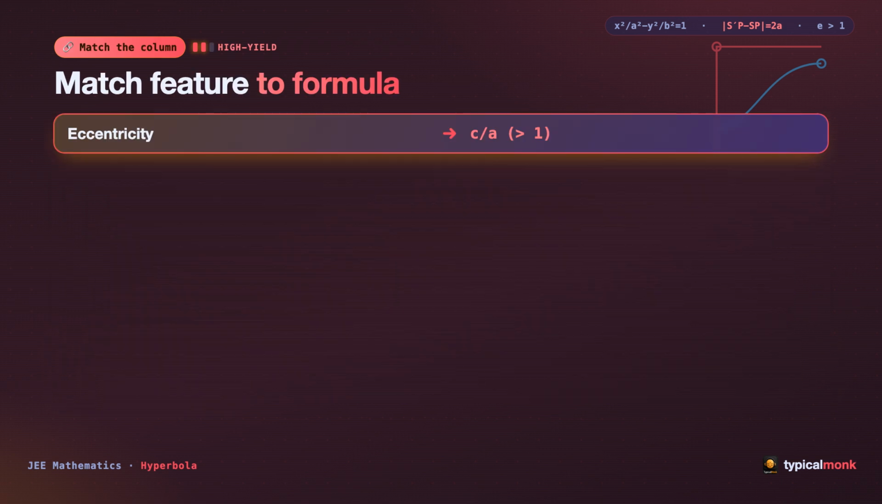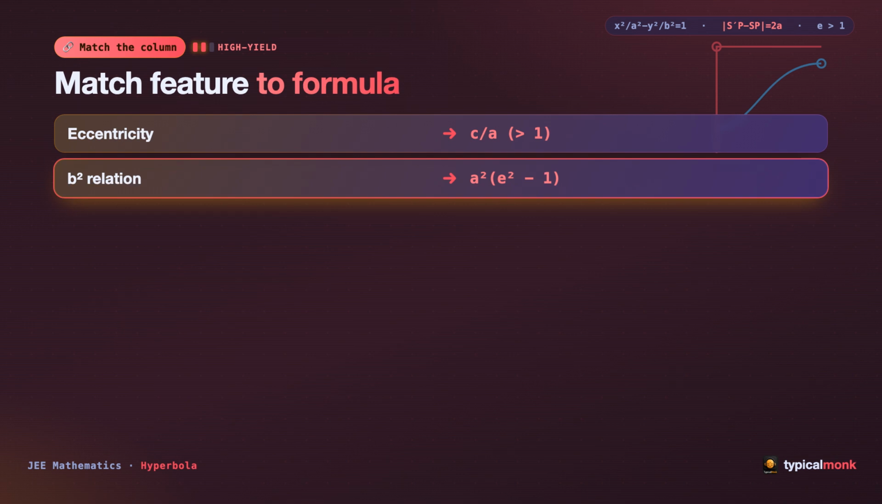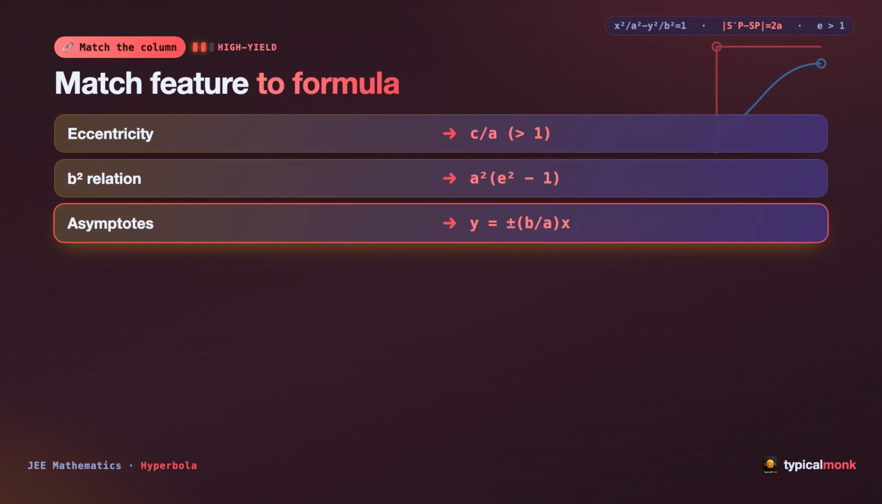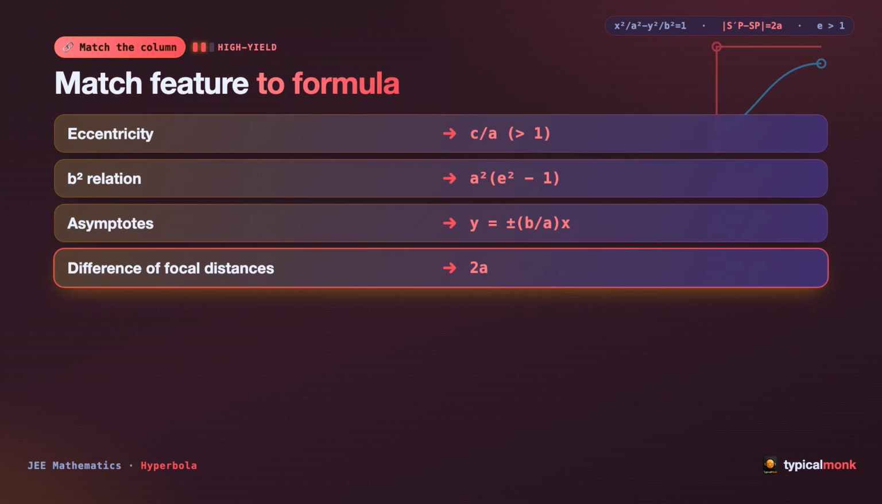Now match each feature to its formula. The eccentricity goes to c over a, greater than 1. The b squared relation goes to a squared times (e squared minus 1). The asymptotes go to y equals plus or minus b over a times x. And the difference of the focal distances goes to 2a. Four pairs, and each one is worth committing to memory.